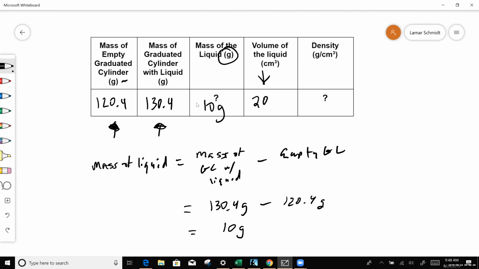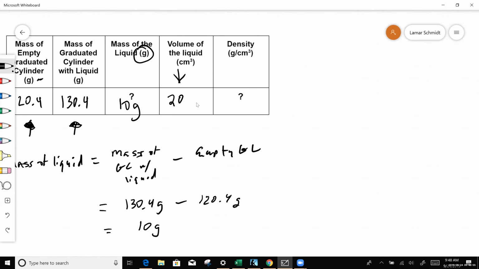Now, I asked you, what is the density? Do you have everything you need to get the density? Yeah. For density, you just need the density of the liquid. This should say of the liquid. You have density is equal to mass over volume. What is the mass? 10 grams. What's the volume? 20 cubic centimeters. And what's 10 divided by 20?